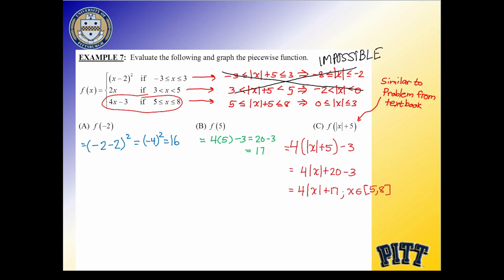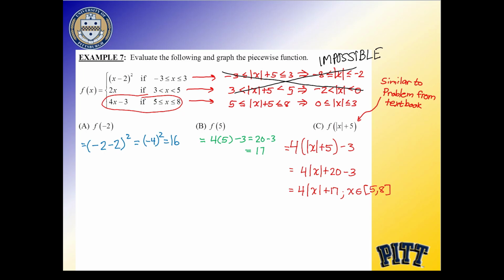Since those first two are impossible, I'm going to work under the premise now that I'm going to replace the x with the absolute value of x plus 5 only for the bottom function, 4x minus 3. So that's what I did. I replaced that, distributed, and I got 4 times the absolute value of x plus 17, where x itself was originally between 5 and 8. Okay, that's what the original domain was.